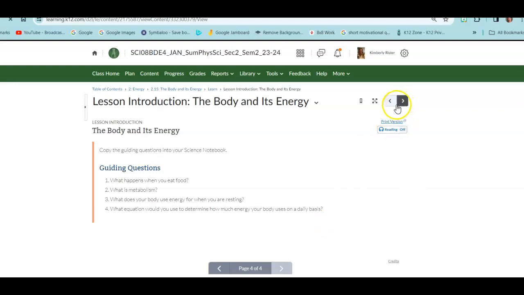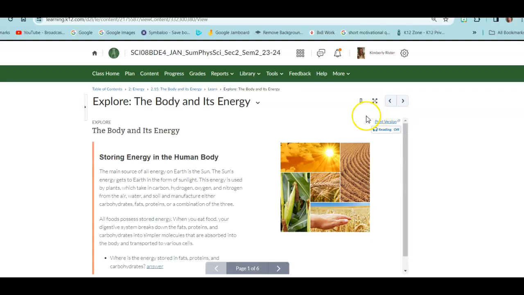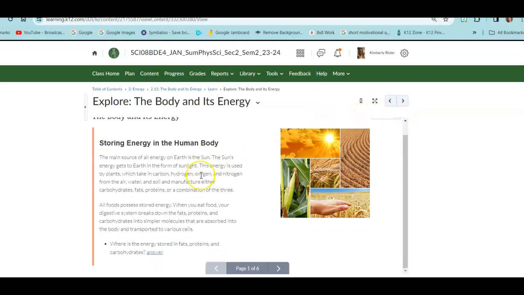All right, and as we get into the explore portion of the lesson, let's go ahead and look through storing energy in the human body. The main source of all energy on Earth is the sun. So that's a great thing to put in your notes. The sun's energy gets to Earth in the form of sunlight, and this energy is used by plants, which take in carbon, hydrogen, oxygen, and nitrogen from the air, water, and soil, and they manufacture either carbohydrates, fats, proteins, or a combination of the three. All foods possess stored energy. So this is a great thing to have in your notes as well.